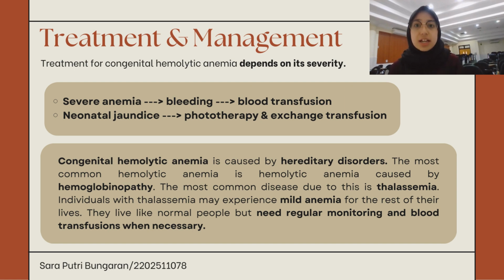Treatment for congenital hemolytic anemia depends on its severity. Immediate interventions such as blood transfusion, plasmapheresis, and diuresis will be done considering the cause of congenital hemolytic anemia itself. When severe anemia occurs, blood transfusion is needed as the mainstay, especially if bleeding occurs. Management of neonatal jaundice is phototherapy and exchange transfusion. Most neonates with congenital hemolytic anemia require red blood cell transfusion, especially in their first year of life.